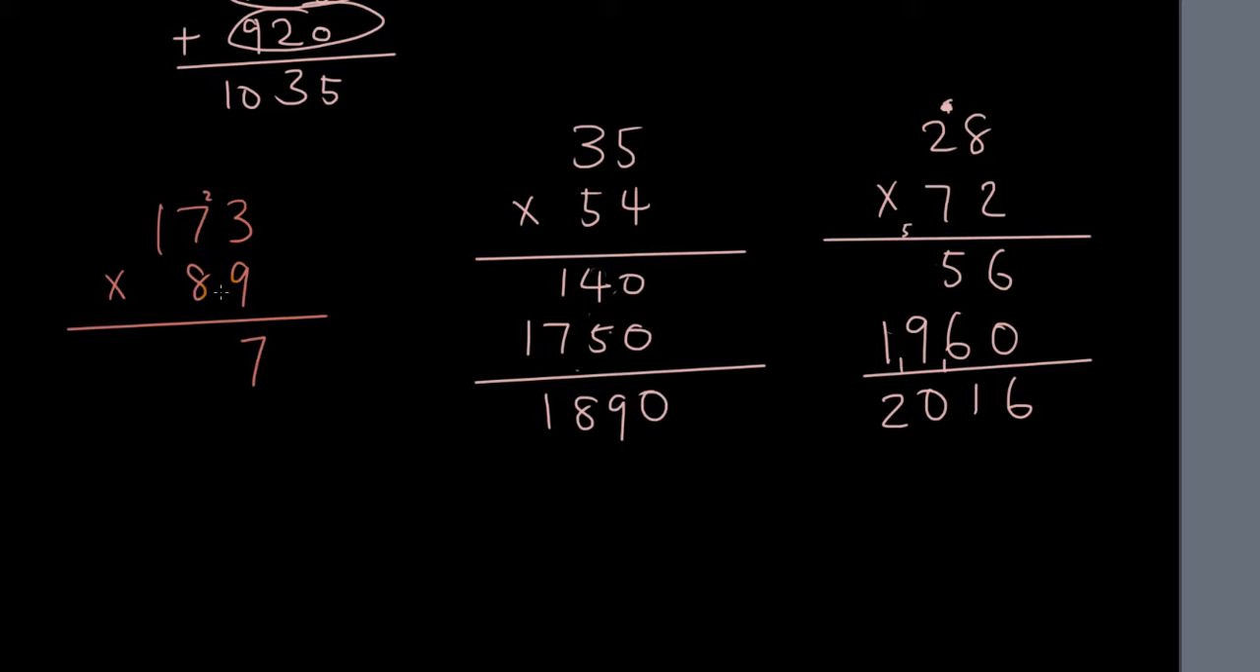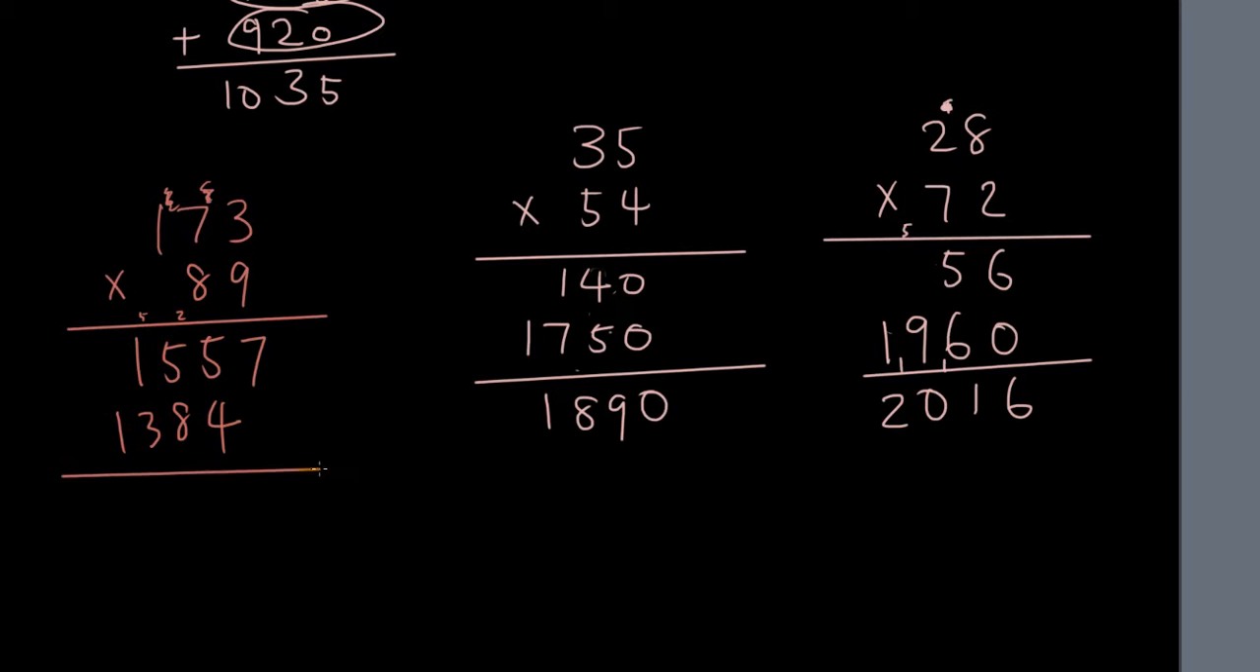9 times 7 is 63. 63 plus the 2 is 65. 9 times 1 is 9. 9 plus 6 is 15. Okay, so now forget these. Okay, let's do 8 times 3 is 24. Just put a little 2 there, 24. 8 times 7 is 56. So 56 plus 2 is 58. 8 times 1 is 8. 8 plus 5 is 13.